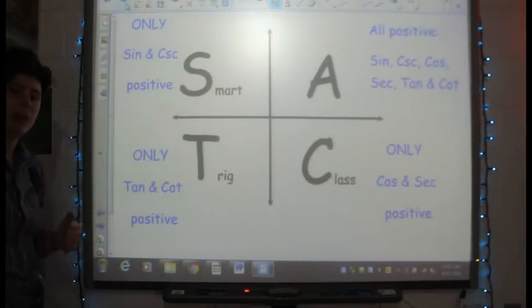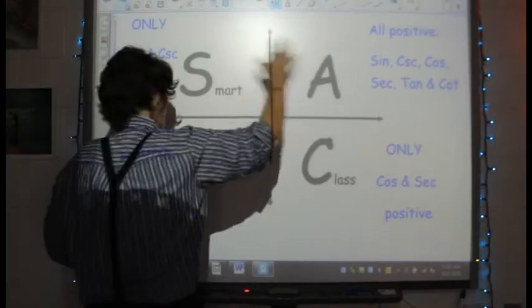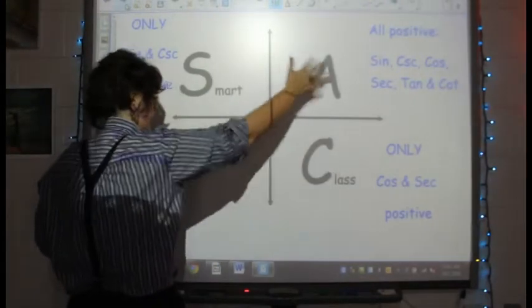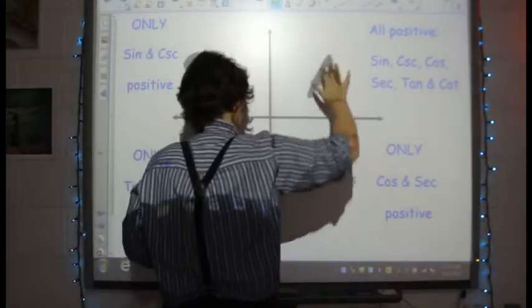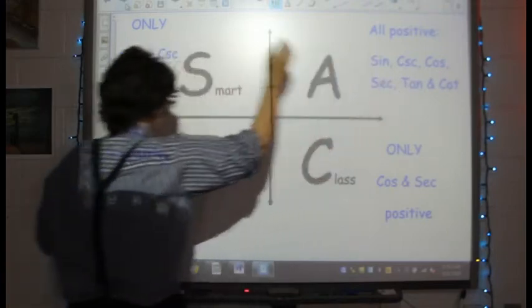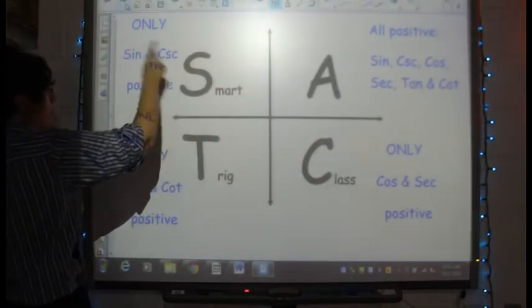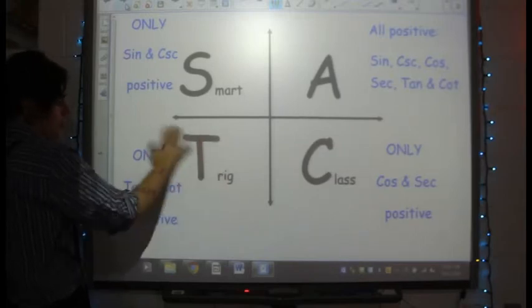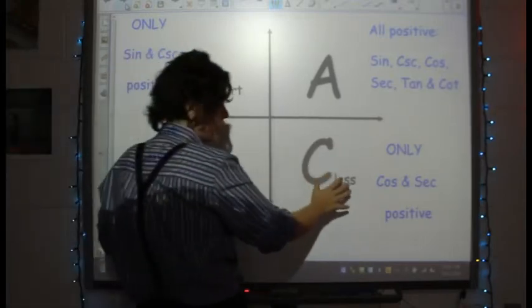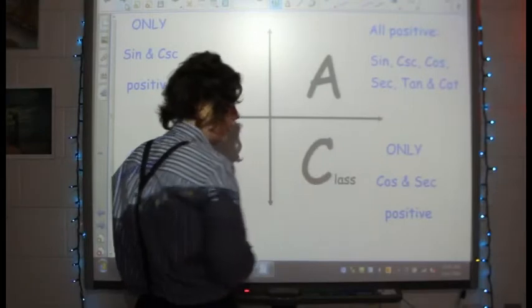All right, so to help you out with some signs here, A smart trig class. All right, so in the first quadrant, all 6 of my trig functions are positive. In the second quadrant, only sine and its reciprocal cosecant are positive. In the third quadrant, tangent and its reciprocal cotangent are positive. And in the fourth quadrant, only cosine and secant are positive.